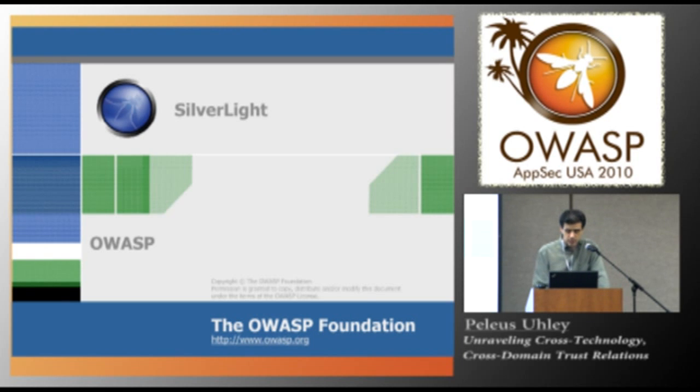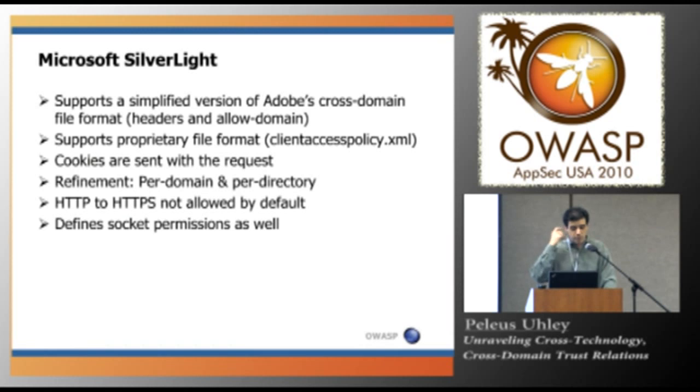With Silverlight, as I said, Silverlight supports Adobe's cross-domain policy file, but they also support their own version of cross-domain policy file, which is known as ClientAccessPolicy.xml. So they support a subset of ours, but they also wanted to have one that was specific for Silverlight and Silverlight's needs, so they created their own. Like ours, the refinement level is either per domain or per directory. They also do not allow you to mix content over HTTP or HTTPS by default.